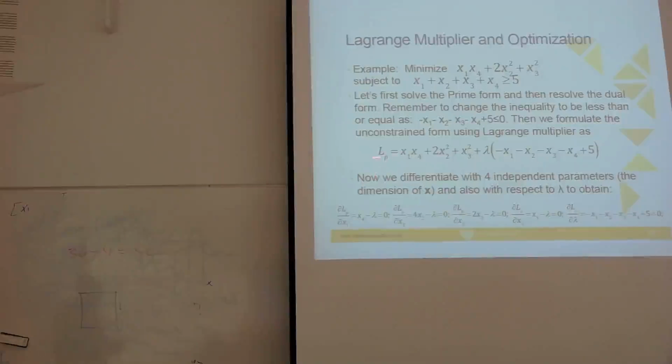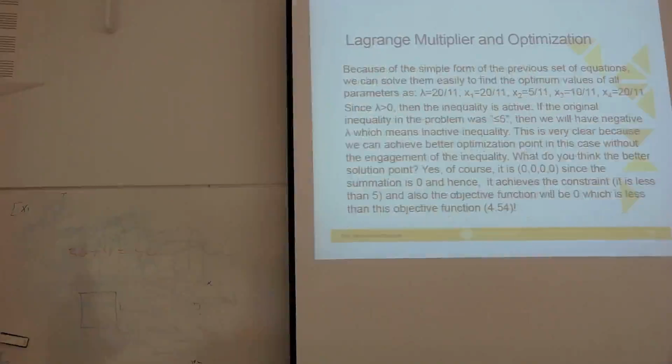Now, when we solve this in the conventional way, we need to take the partial derivative of L with respect to x1, x2, x3, and x4, and also lambda. Solving this, we got lambda equal to 20 divided by 11, so it is positive, which means that this inequality is active, and then we have this optimum solution. So the optimum solution is x1, x2, x3, and x4. We got the optimum solutions.